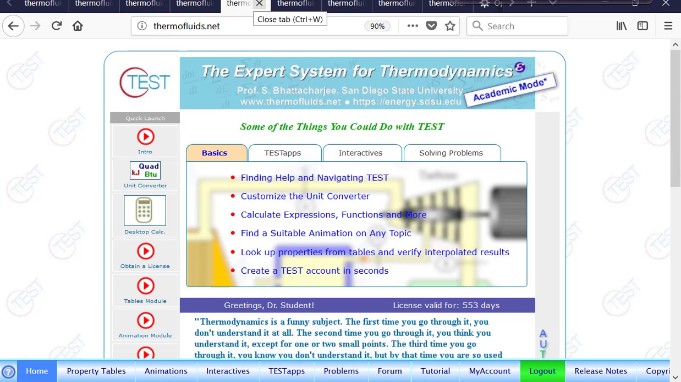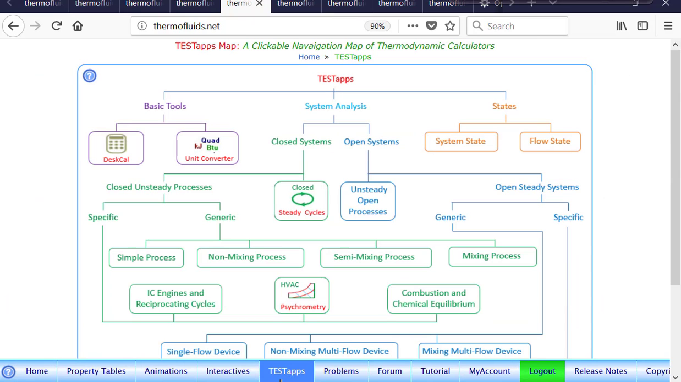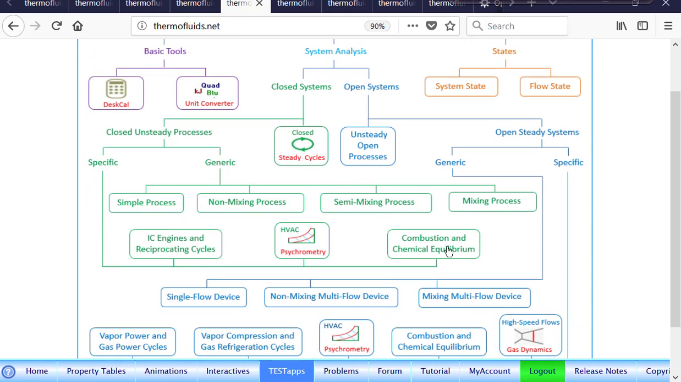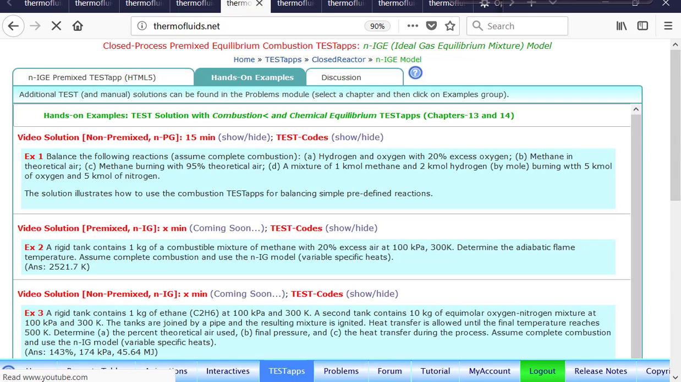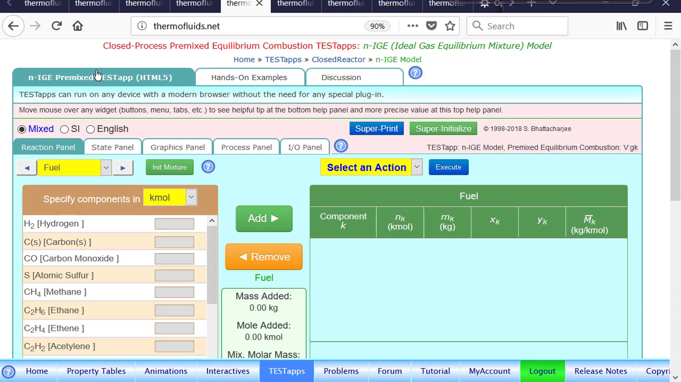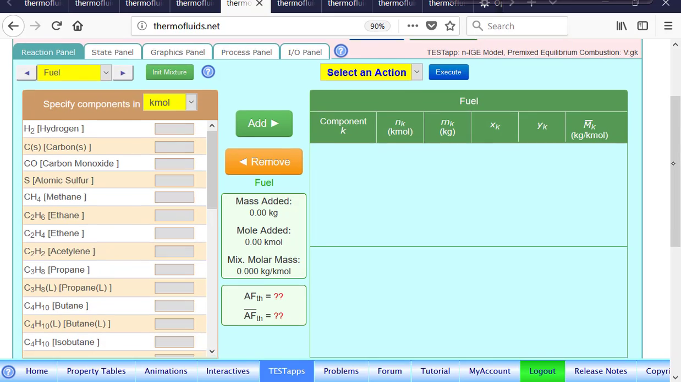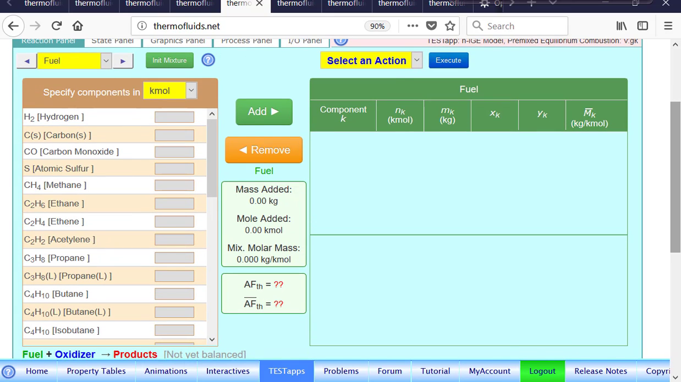Let's have a combustion problem, a more challenging one. So we go to closed system, closed processes, combustion and chemical equilibrium, and the NIGE model will take us to closed processes. Combustion reactions are set up slightly differently than general mixtures. So let's say we have a tank of 10 meter cube filled with methane and pure oxygen.